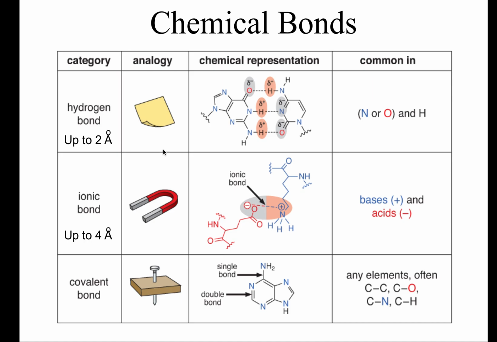So of these 3 bonds that we'll talk about, hydrogen bonds are the weakest. Ionic bonds are in between. Covalent bonds are the strongest. So these are the weakest. They are the easiest to break. These are the hardest to break. It takes the most energy to break a covalent bond. It takes the least energy to break a hydrogen bond.